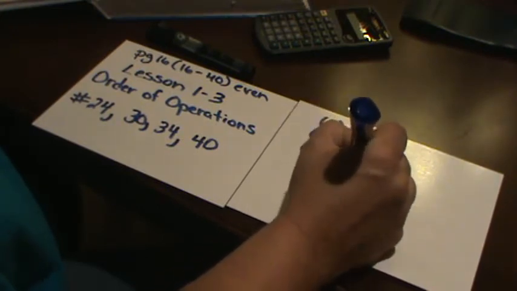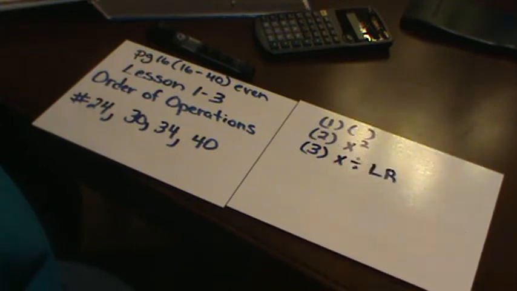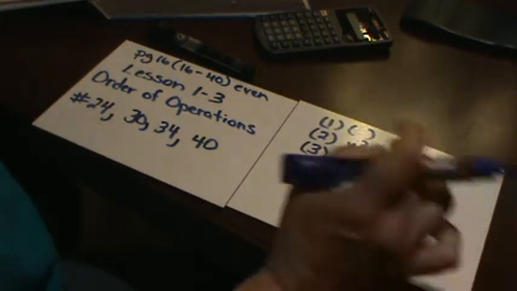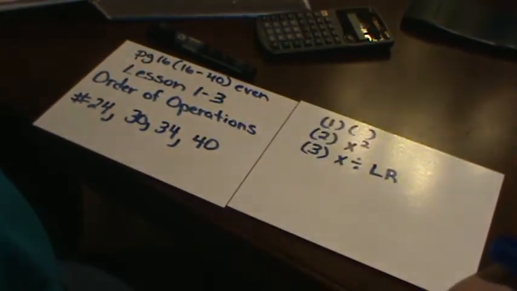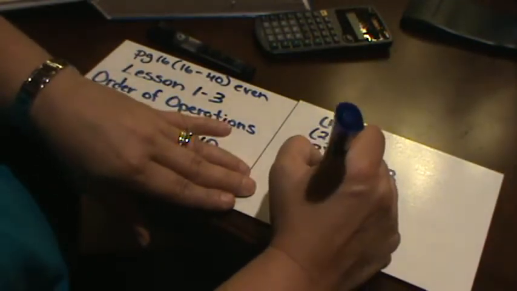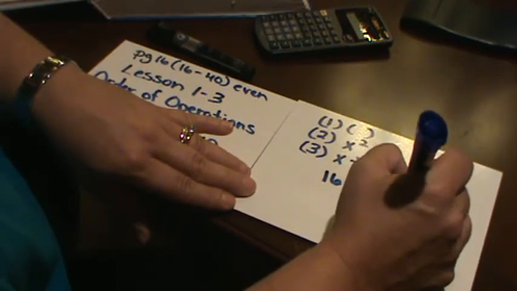is multiplication and division, LR. And LR means from left to right. So I start at the left side and go to the right and do any multiplication and division I might have. If, say for instance, I had 16 divided by 4 times 2.